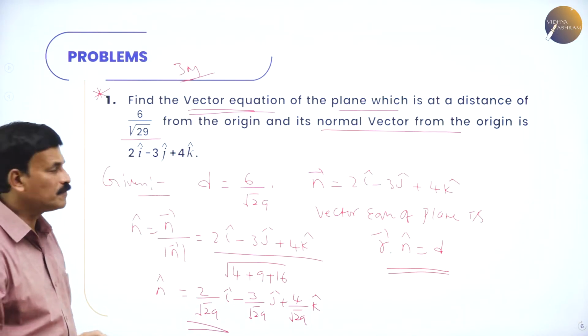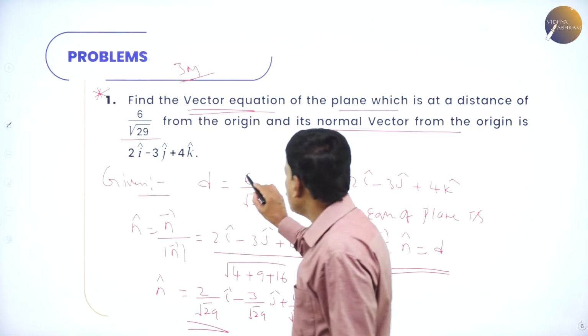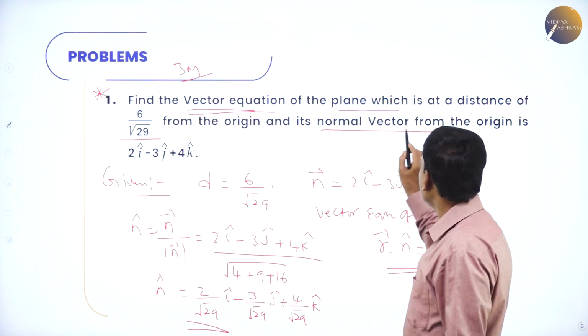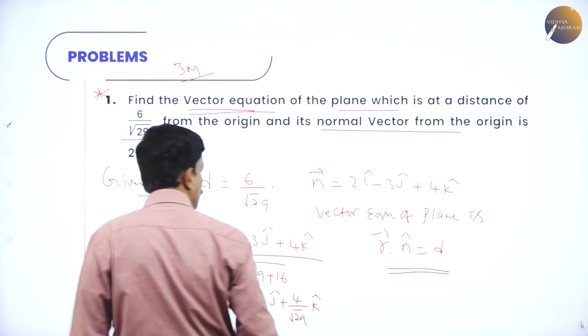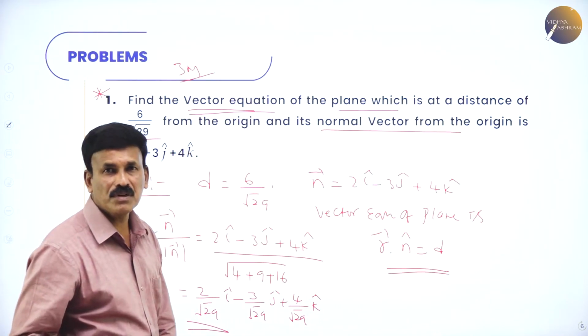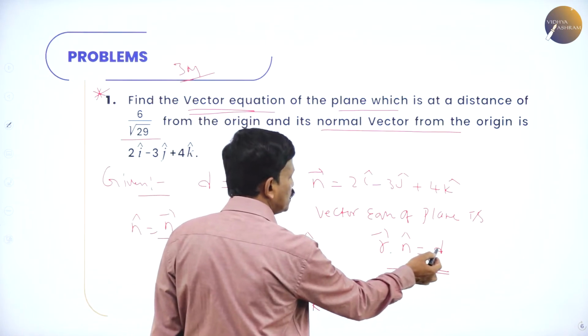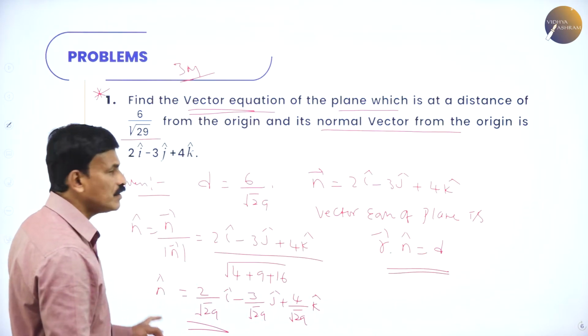So listen to me here. What is given? d is equal to 6 by root 29 and the normal vector from the origin is n. Vector n is equal to 2i minus 3j plus 4k cap. And what is required? To find the vector equation of the plane, vector r dot n is equal to d. So find out the value of n cap.